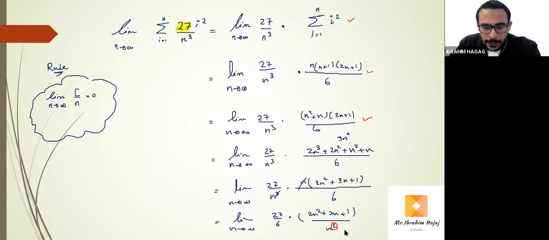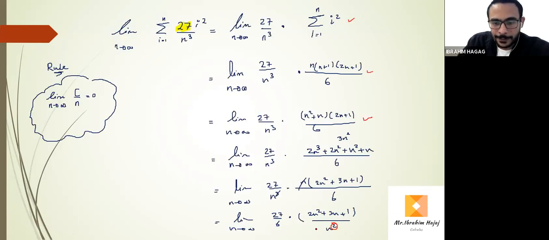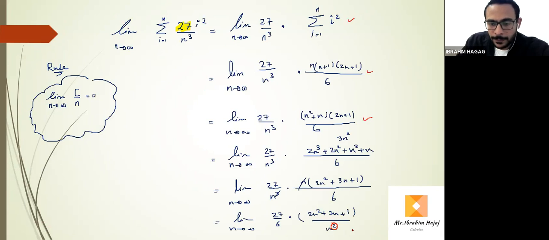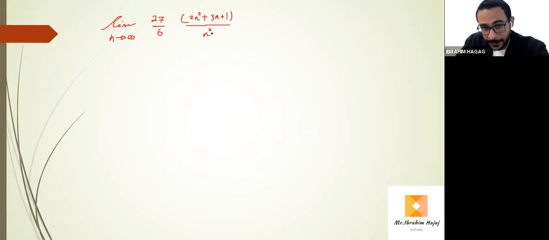So the final step is the limit as n approaches infinity of 27 over 6, times 2n squared plus 3n plus 1, and this all over n squared. The problem was that we forgot the square.